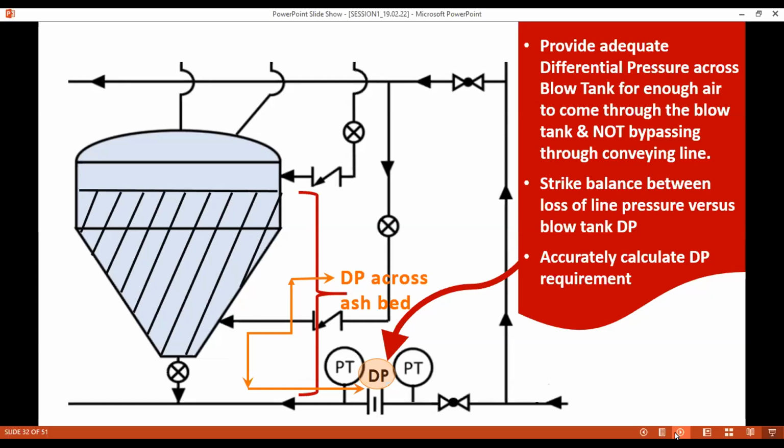And so we can actually calculate that DP specifically for the blow tank. Please understand, this DP would depend on the nature of the blow tank, on the size of the blow tank, and on the type of ash. So this needs to be properly calculated.